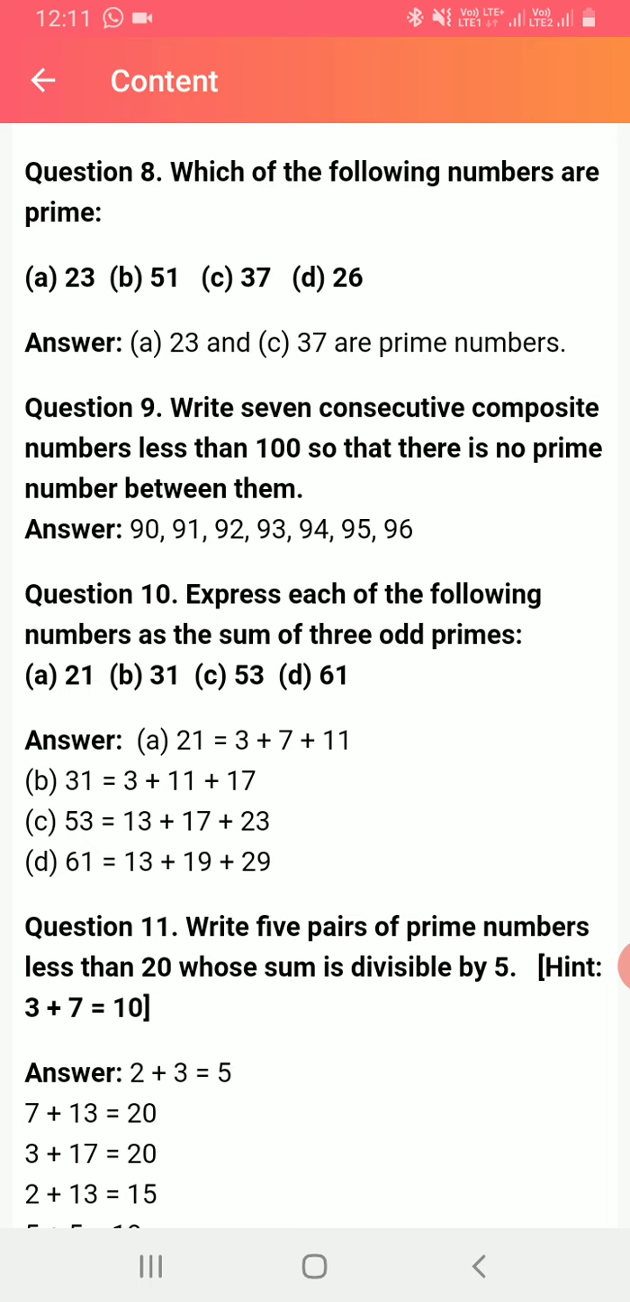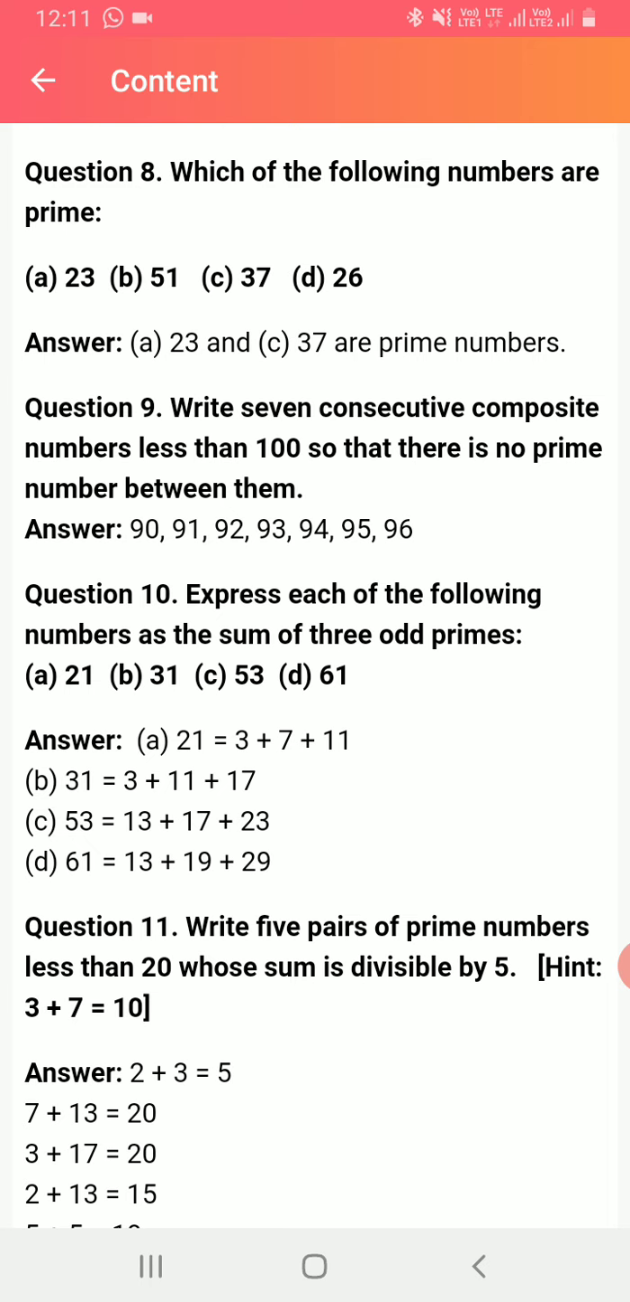Question number 9. Write 7 consecutive composite numbers less than 100 so that there is no prime number between them. See, this we need to practice, looking at each number from 1 to 100. In that, you should find a set of composite numbers, not the prime number. In between, no prime number should come. Such type of 7 numbers you should write. So the answer is 90, 91, 92, 93, 94, 95 and 96.